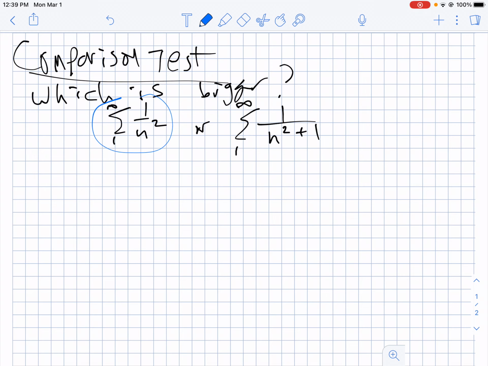Right? Because if you plug in a number, like say you plug in n equals 3, this is 1/9. If you plug in n equals 3 here, this is 1/10, which is a smaller fraction. And the same is true for anything, right? You plug in 1, 1 is bigger than 1/2. You plug in 10, 1 over 100 is bigger than 1 over 101. That's just how fractions work.